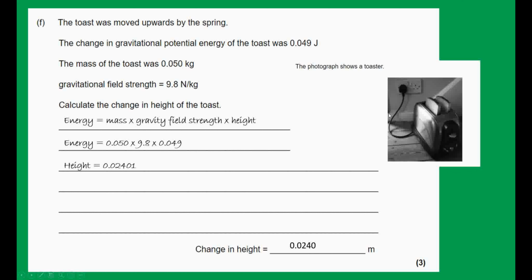Next, we've got another calculation question that you need to find the mistake in. You need to find the mistake. So we've got a toaster. Okay, and the toaster's finished toasting. We've got a nice toast to eat. The toast is moved upward by a spring at the end. There's a change in gravitational potential energy of 0.49 joules. The mass of the toast is 0.05 kilograms. The gravitational field strength is 9.8 newtons per kilogram. Calculate the change in height of the toast.